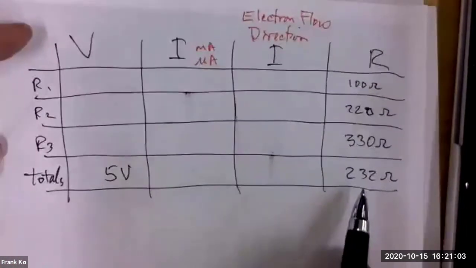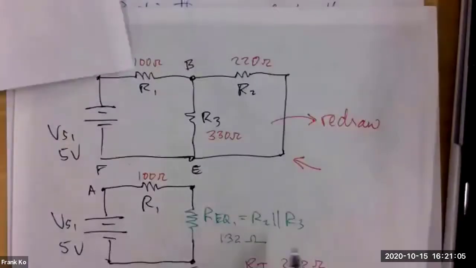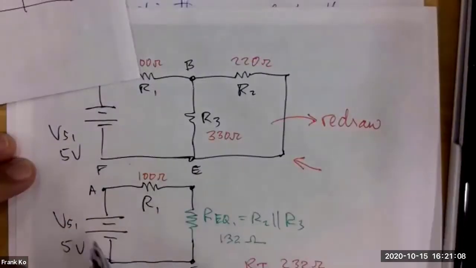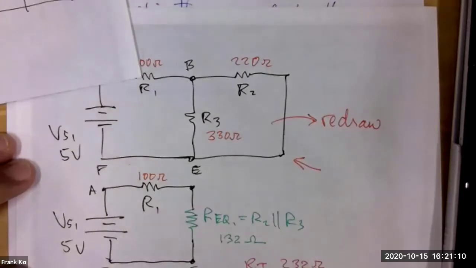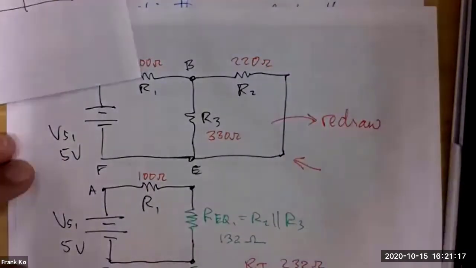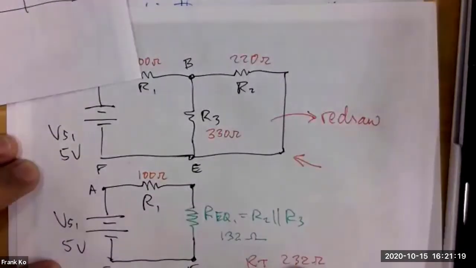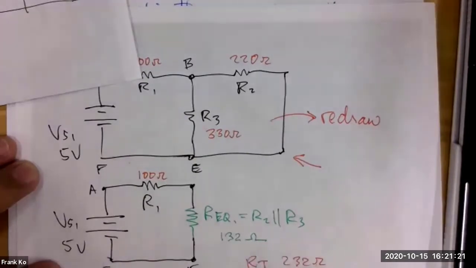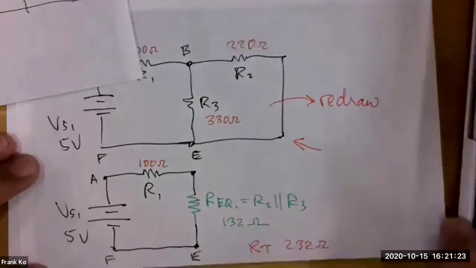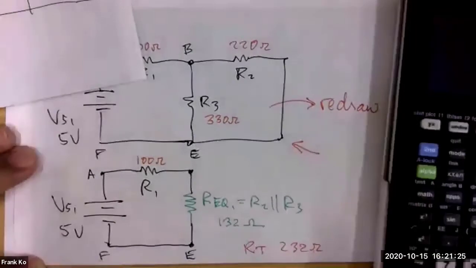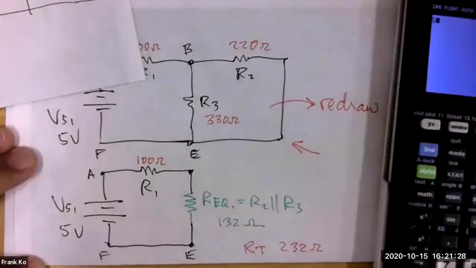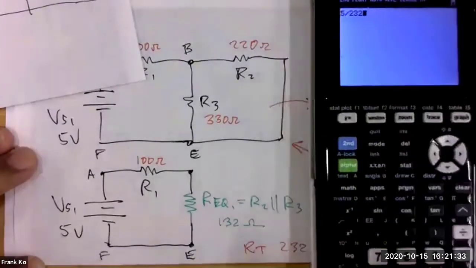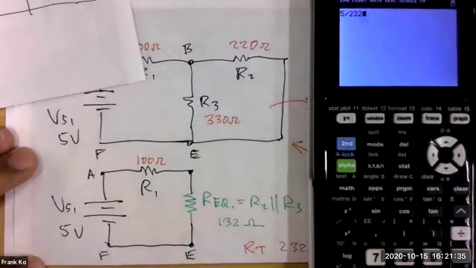So we have 232. Based on this, could we calculate the amount of current that flows in the circuit? We can. We happen to have 5 volts at 232 ohms. Let's go ahead and calculate the current. And Jackie, what do you calculate the current to be when you take 5 volts and divide by 232? Hold on, she's getting her calculator. That's quite all right.